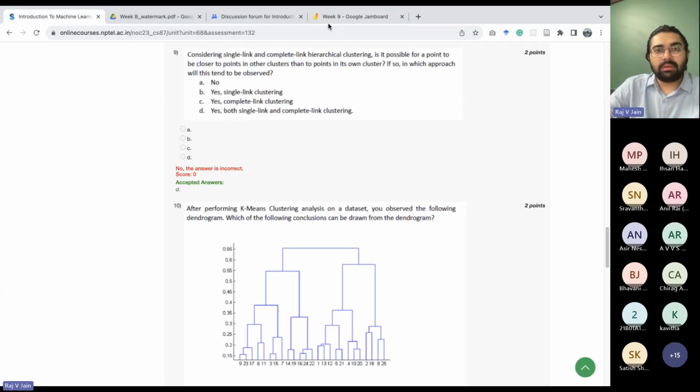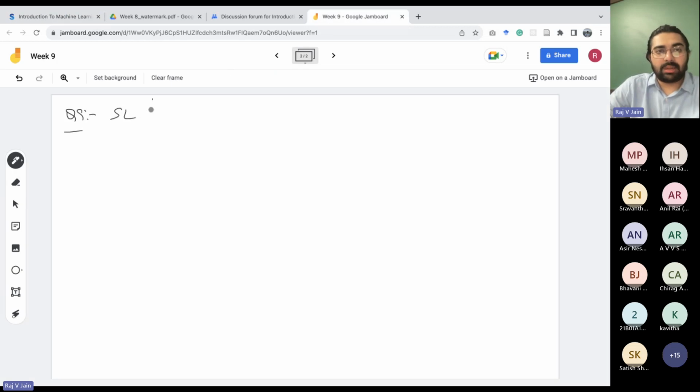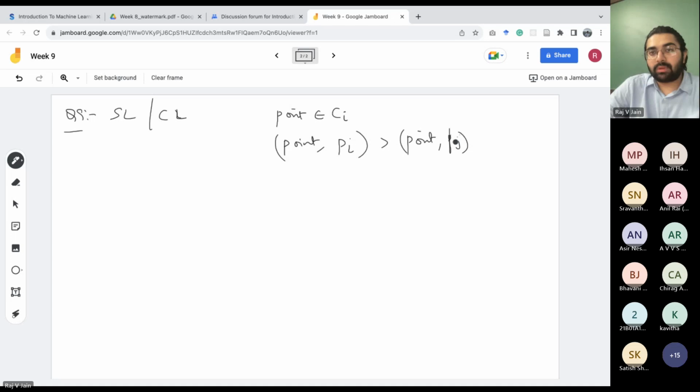So we are saying that we have single linkage and complete linkage hierarchical clustering. Let's say a point belongs to some cluster Ci, right? So what we're saying is that there can exist some points such that the distance of this point from the points in this ith cluster is actually more than its distance to a point in some other cluster, right? Any thoughts why and how you would approach this problem?